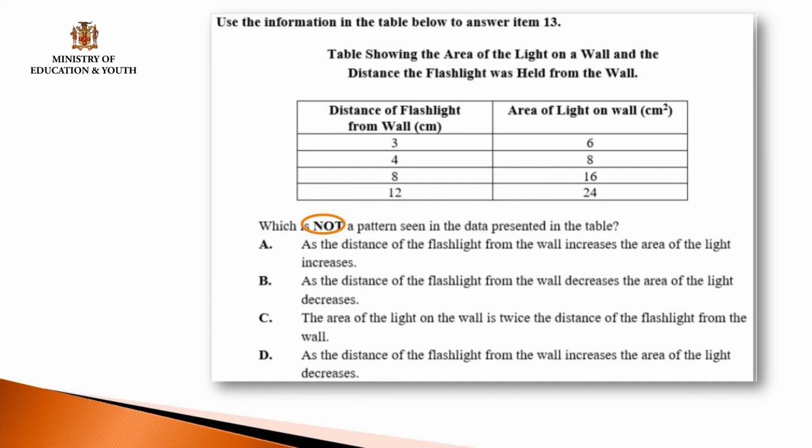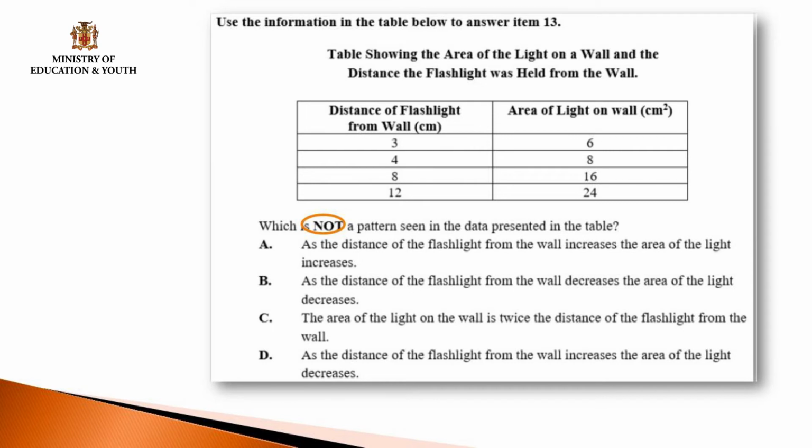The area of light on the wall is twice the distance of the flashlight from the wall. So do your calculations, yes? When the area of light is 6, the distance is 3. When the area of light is 16, the distance is 8. Is that twice that value? Yes, it is.